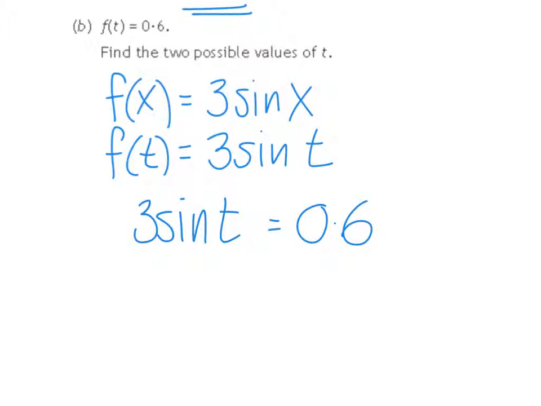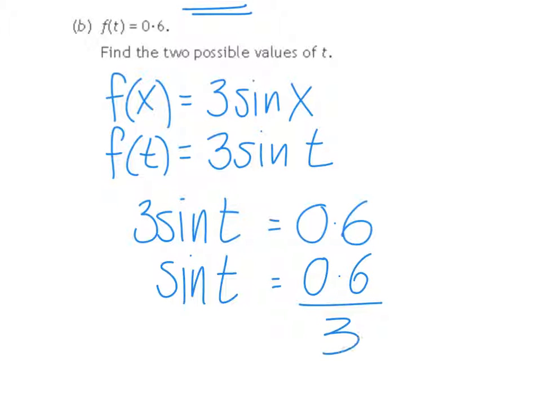Now in order to find t, the first thing we want to do here is move 3 onto the other side. So since 3 is multiplying the sine in here, when we take it to the other side, it will change to the opposite, which means it changes to divide. So that will be sine t equals 0.6 divided by 3. Now, in order to find t, we should be aware at this point that we're going to have to find the inverse sine of 0.6 over 3.